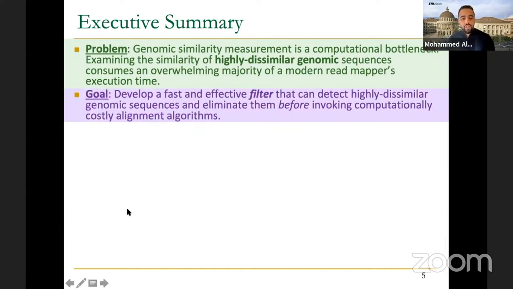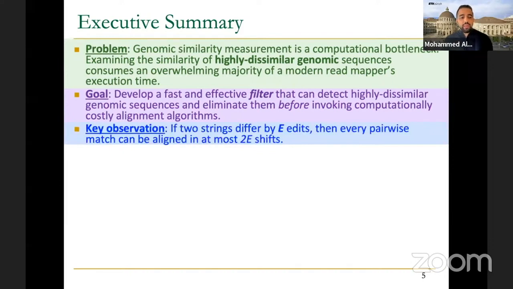So our goal is to develop a fast and effective filter that can tell us whether the number of edits exceeds a threshold or not. This kind of filter can detect highly dissimilar genomic sequences and eliminate them before invoking this computationally expensive step. The key observation: if two strings differ by E edits, then every pairwise match can be aligned with at most 2E shift operations. That is at most, so you could use less than or equal to this number.